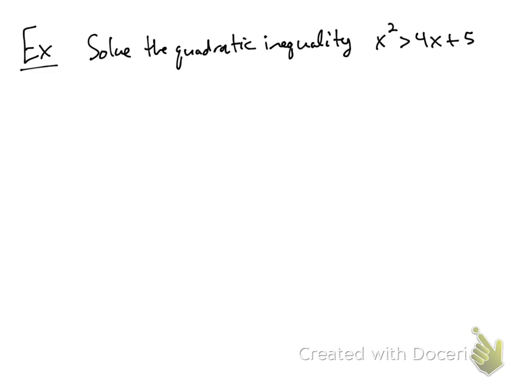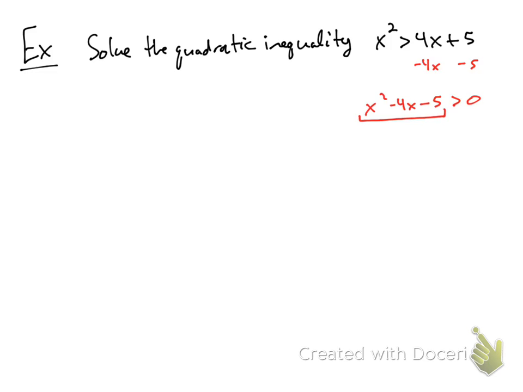Our first example says to solve the quadratic inequality, x squared is greater than 4x plus 5. The first thing we always want to do on these types of questions is get all of the terms to one side. So I'm going to subtract 4x, subtract 5, so I end up with x squared minus 4x minus 5 greater than 0. I think this is actually the first sample that I gave in the previous slide. So what we want to do here is find out when this expression is greater than 0.